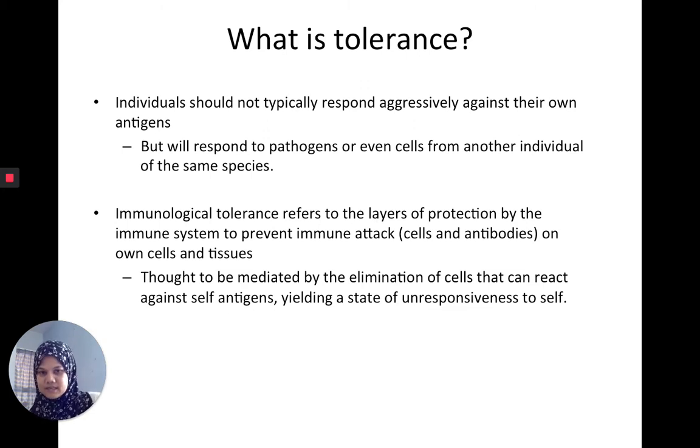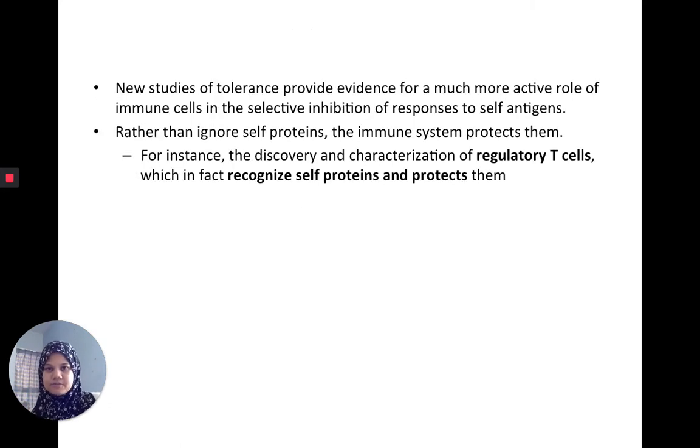And previously, as you saw in the slide before, it was thought that it's just achieved by eliminating cells that can react against self-antigens. So what you have is just a state of unresponsiveness to self. So they're basically not even there. Cells that can recognize their own cells as potential enemies are not even in there, in circulation. So that's the previous idea.